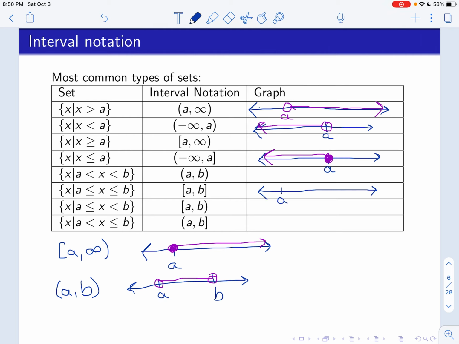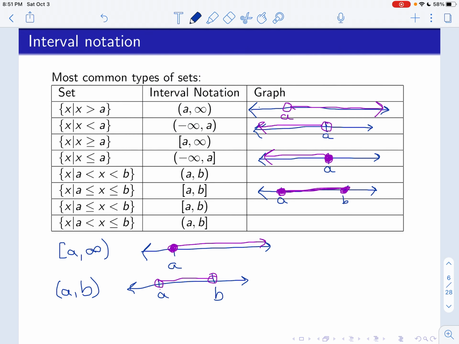So this next one is when I have A less than or equal to X, which is less than or equal to B. So that's all the numbers in between A and B, but this time including the endpoints A and B. So all the numbers in between.